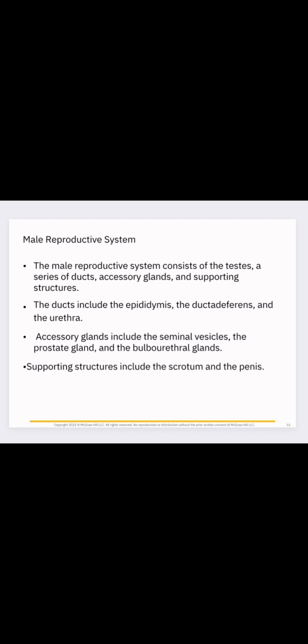Male reproductive system. The male reproductive system consists of the testes, a series of ducts, accessory glands, and supporting structures. The ducts include the epididymis, the ductus deferens, and the urethra. Accessory glands include the seminal vesicle, the prostate gland, and the bulbourethral glands. Supporting structures include the scrotum and the penis.